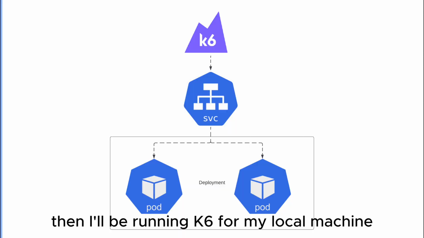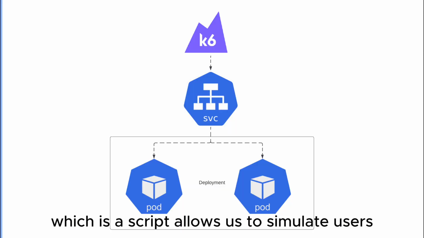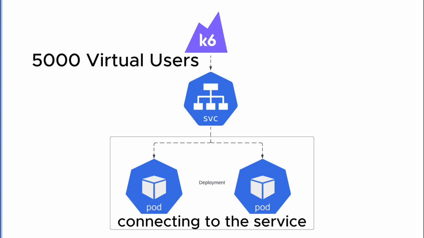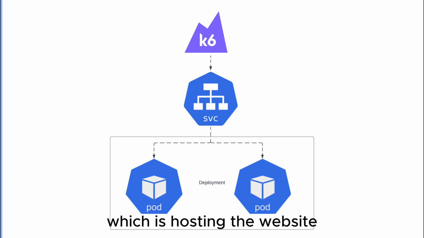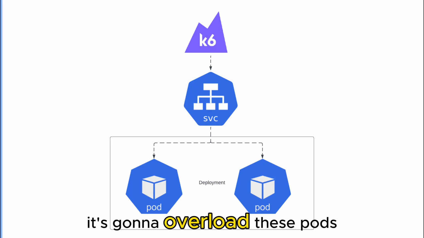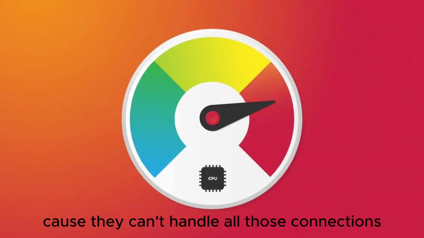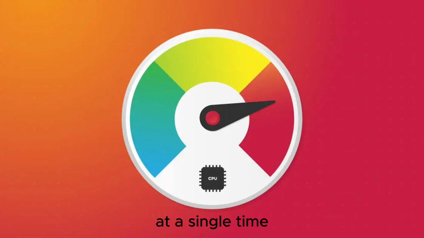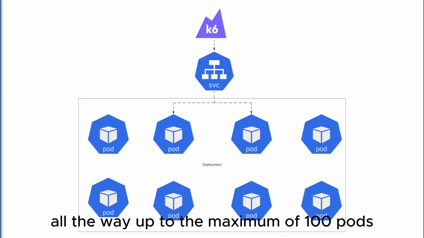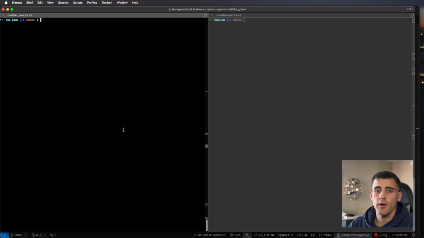Then I'll be running k6 from my local machine, which is a script that allows us to simulate users. So I'm going to simulate 5,000 users at once connecting to this service, which is hosting the website. And as the users are connecting, it's going to overload these pods because they can't handle all those connections at a single time. And it'll turn into something like this, where we scale our pods from 2 all the way up to the maximum of 100 pods.